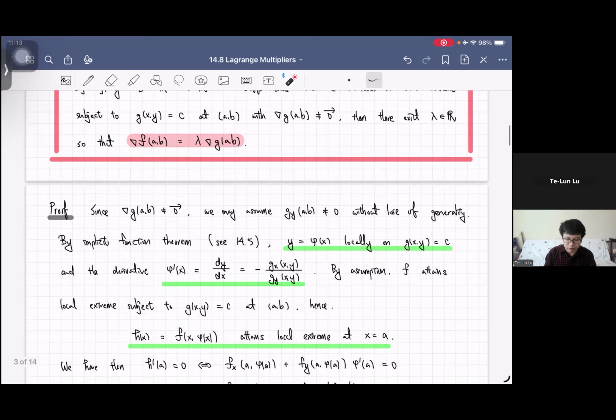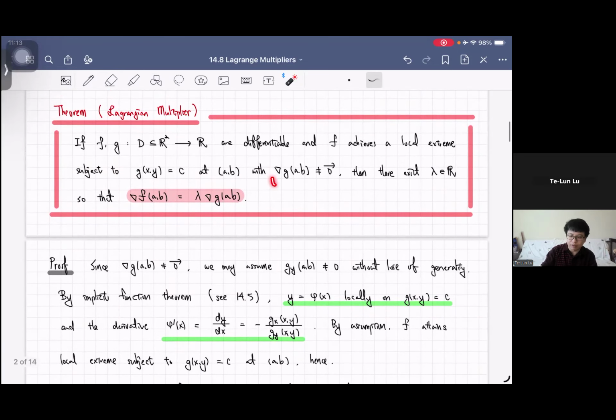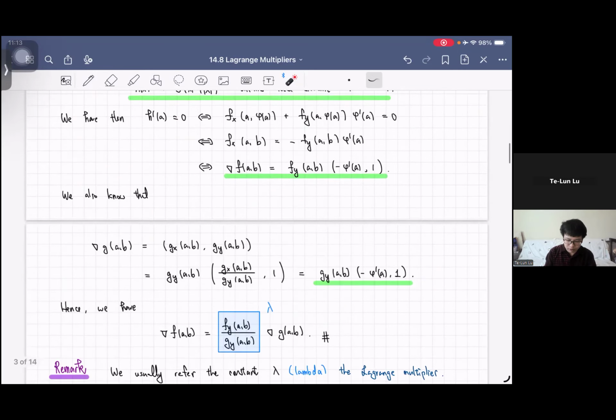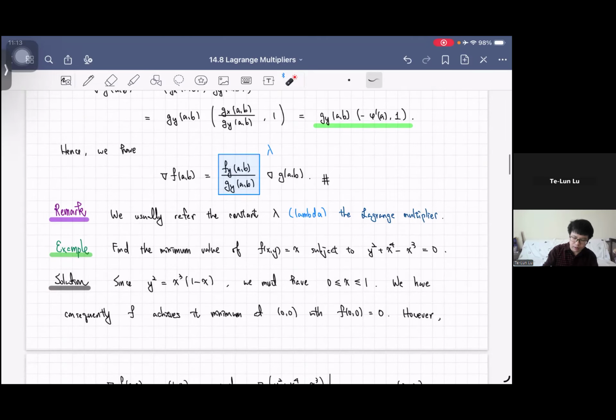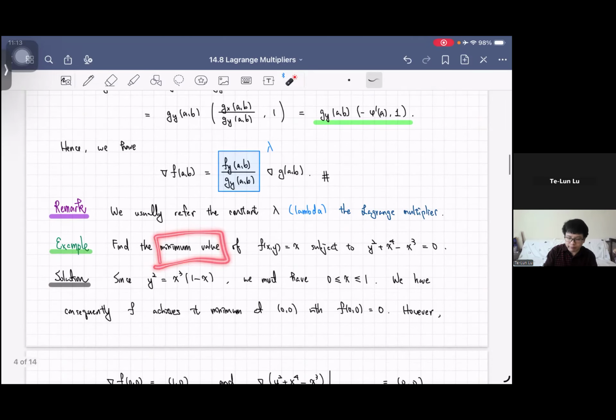So the first example I'm going to provide is to demonstrate the importance of this condition. If nabla g, or gradient g, is 0, then this multiplier theorem might not hold. So here it is. We're asked to find the minimum value of this function, f of x, y equals x, a rather simple function, on this curve: y squared plus x to the fourth minus x cubed is 0.